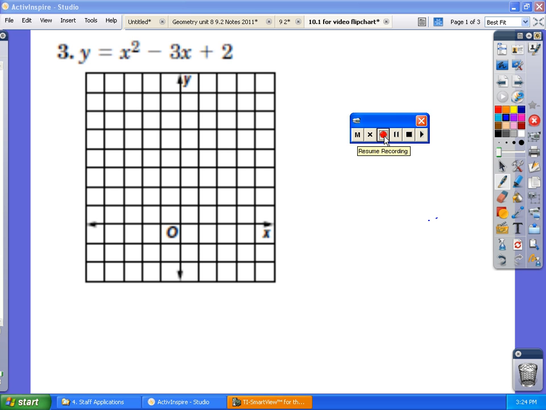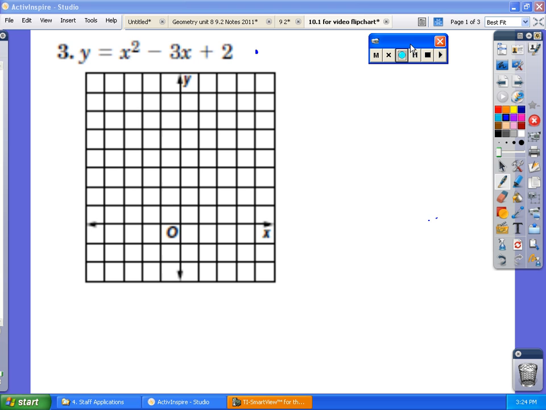Alright, so basically the first thing I want you to do is take this quadratic equation up here, and I want you to graph it how you would by hand. So pause the video and then do that, and then I'm going to go over the answers once you're done.